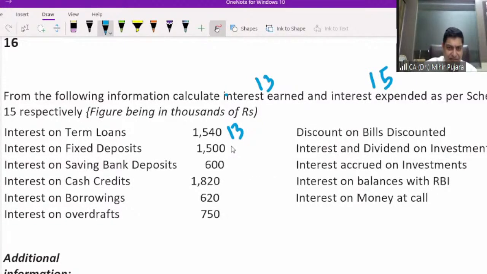Interest on fixed deposits is our expense, so it is 15. Interest on saving bank deposits. Sir, all deposits are our expenses. So it is 15.